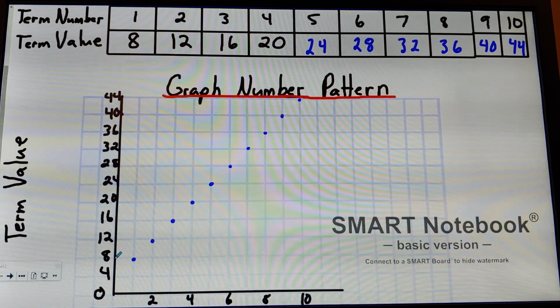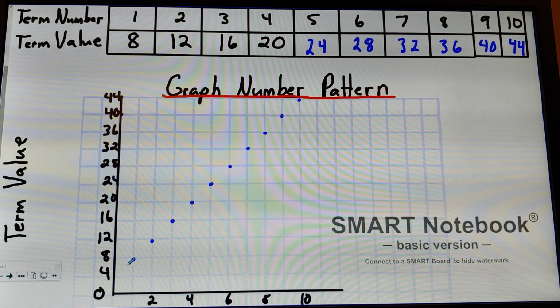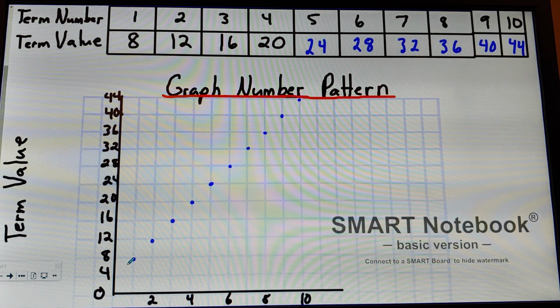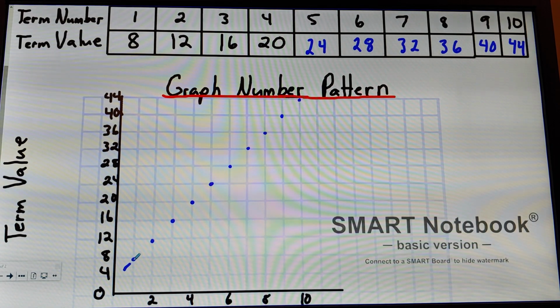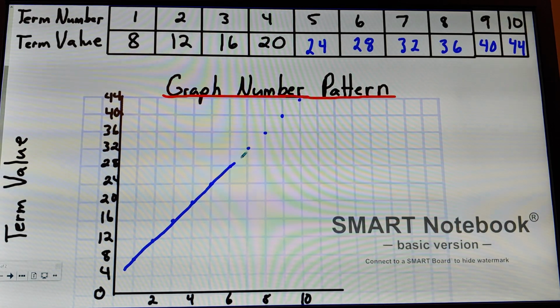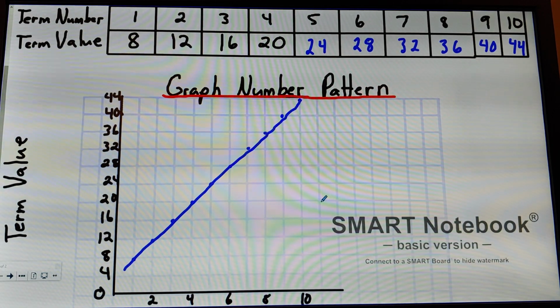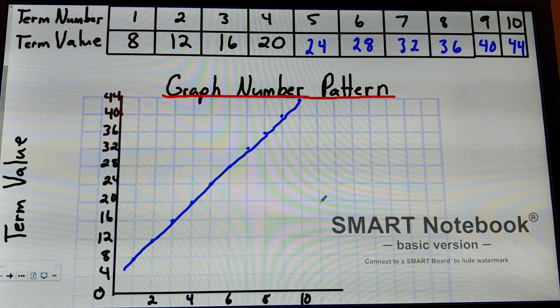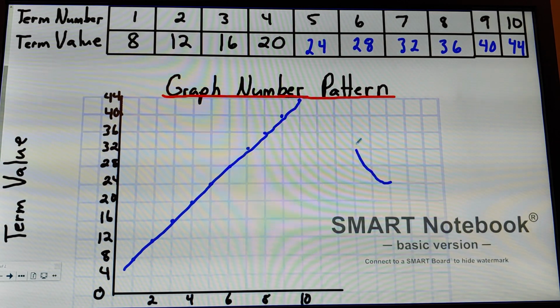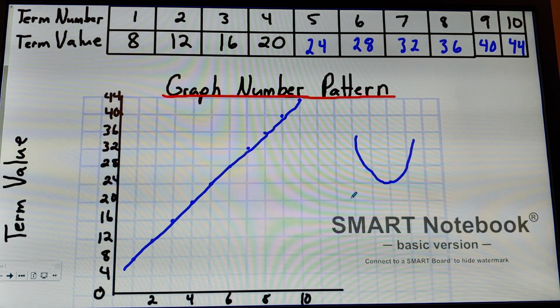And when you get into high school, they're going to let you know that this is a linear relationship. Linear because it makes a line. This isn't going to be a perfect line by any stretch of the imagination. Okay. You will be graphing number patterns in high school that are nonlinear. You'll probably be drawing parabolas, which are things that kind of go like this, but we're not getting into that quite yet. But that's where this is leading.